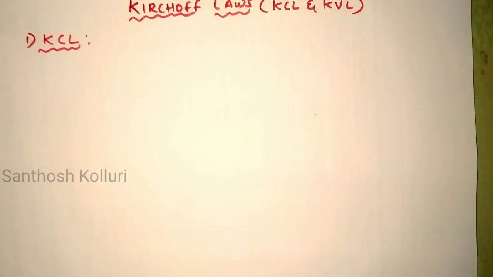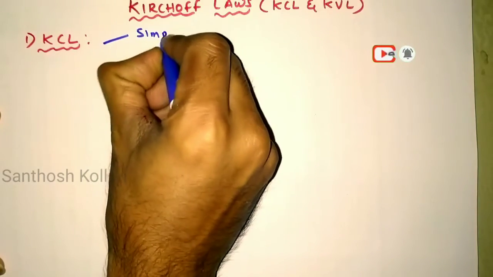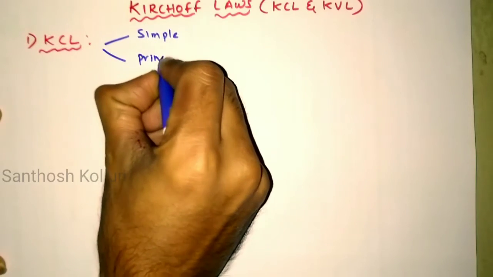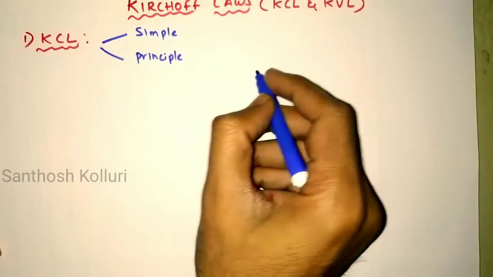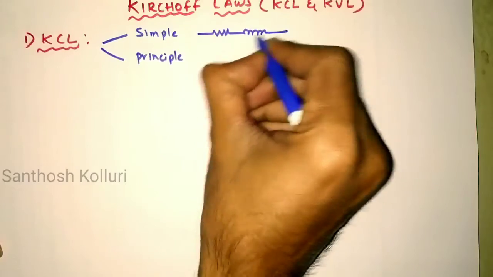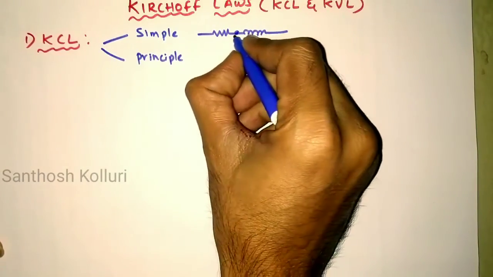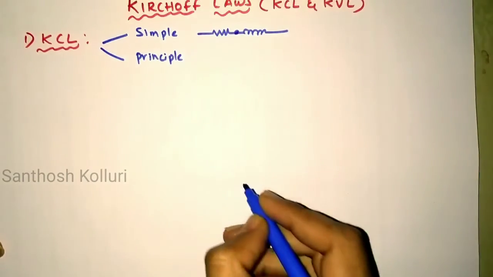Kirchhoff current law is defined at a particular node. The node may be a simple node or a principal node. A simple node is nothing but the connection of two elements, like a resistor and an inductor connected in series. This can be called a simple node. It may be any element. An interconnection of two elements can be called a simple node.